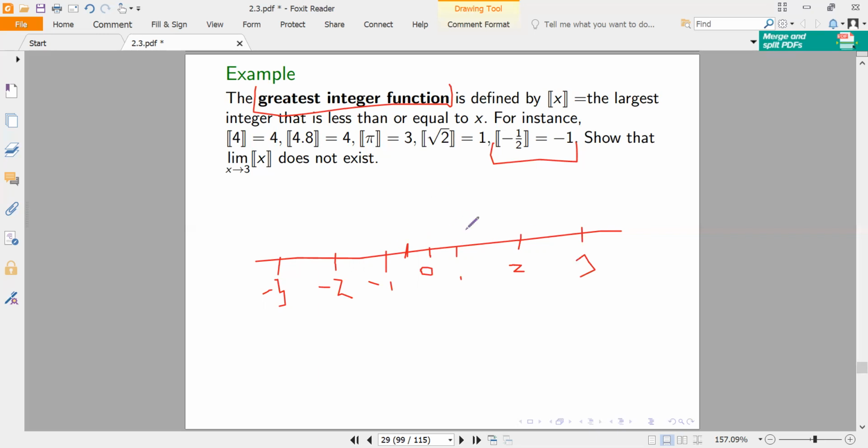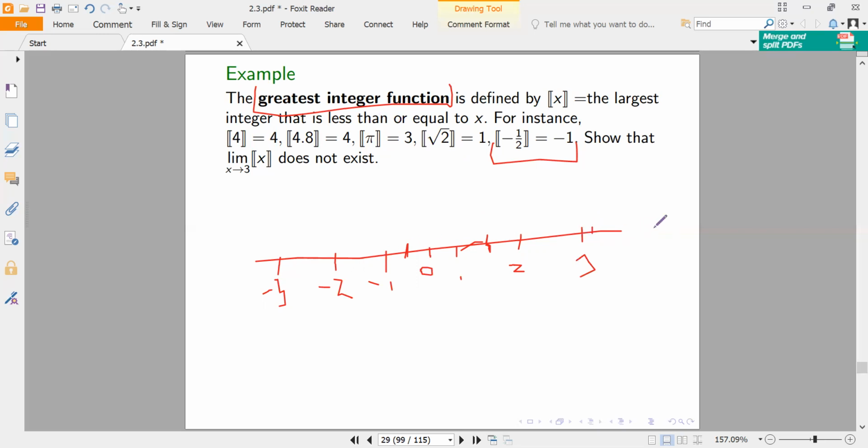Root 2 is somewhere here. It should be 1 point something. I forgot what it is. But otherwise, the biggest integer that it's bigger than is 1. So that's why the largest integer of root 2 is equal to 1. Pi is 3.14 something something. The biggest integer it's bigger than is 3. It's somewhere here, so the biggest integer would be 3.